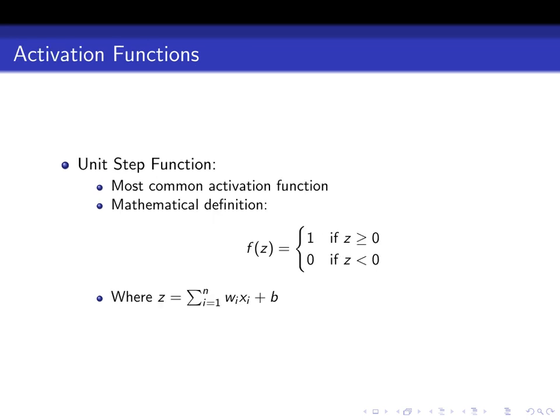Activation functions determine the perceptron's output based on the weighted sum. The unit step function is the most common activation function used in perceptrons. Its mathematical definition states that f(z) equals 1 if z is greater than or equal to 0, and f(z) equals 0 if z is less than 0. Here, z represents the weighted sum of inputs plus the bias term.